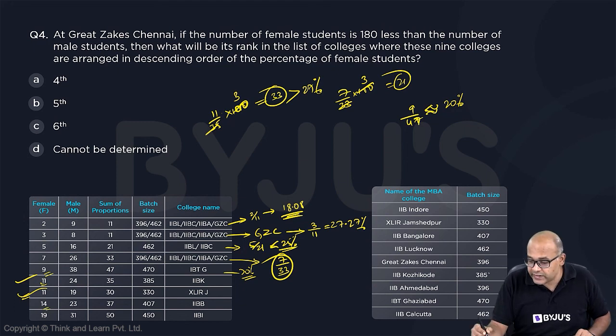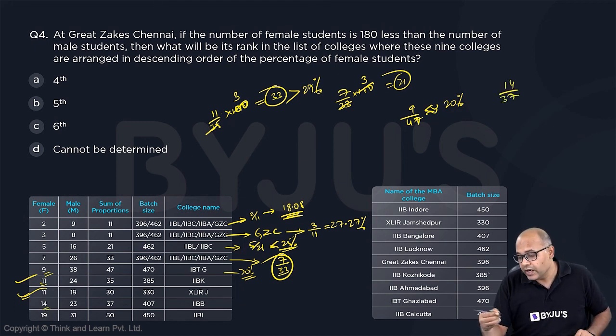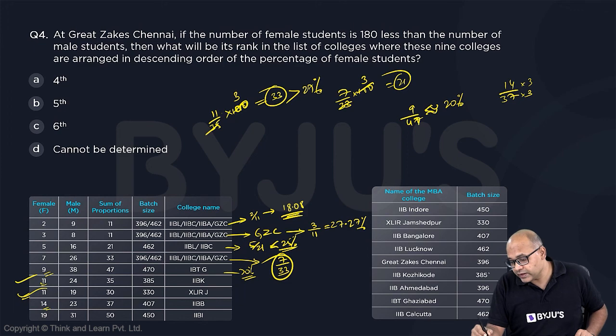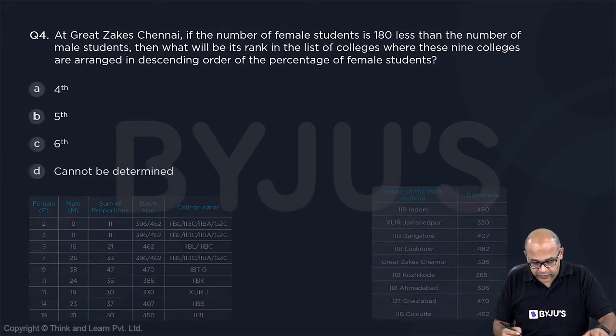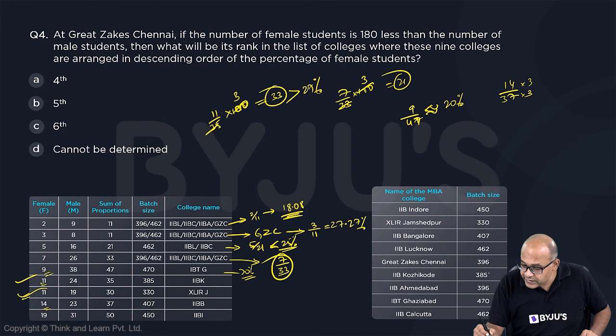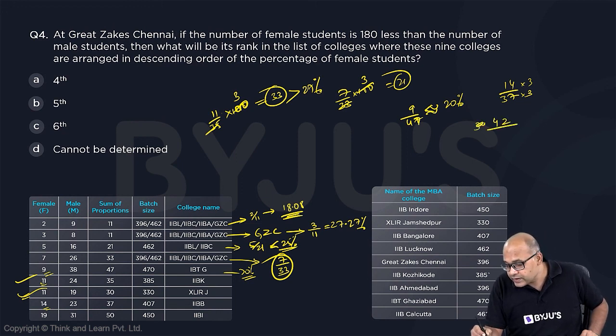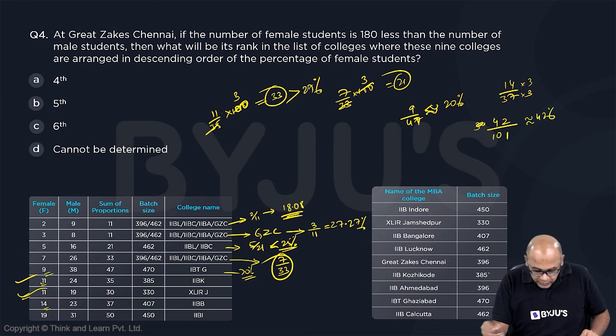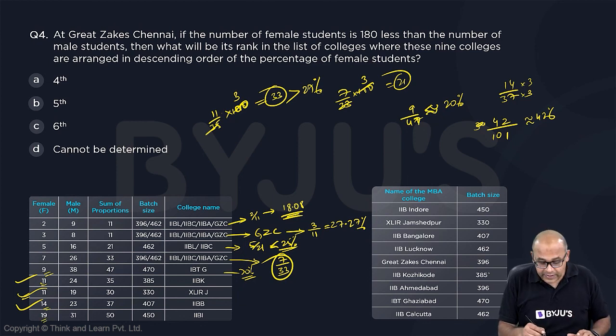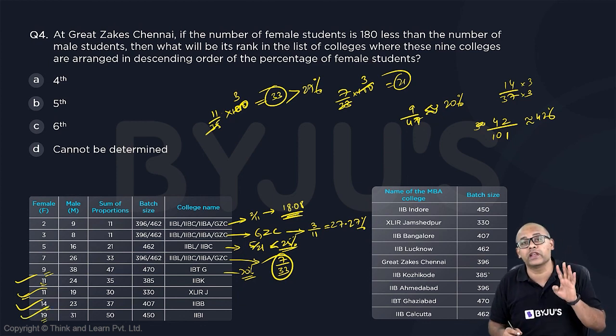Then 14 out of 37. So 14 by 37, we can say that if you do this into 3 and into 3, so this will be 14 3s are 42, by 101. So this is almost 42%. So this will also be counted. And finally, 19 out of 50, which is 38. This is also greater. So 4 colleges are greater than me.